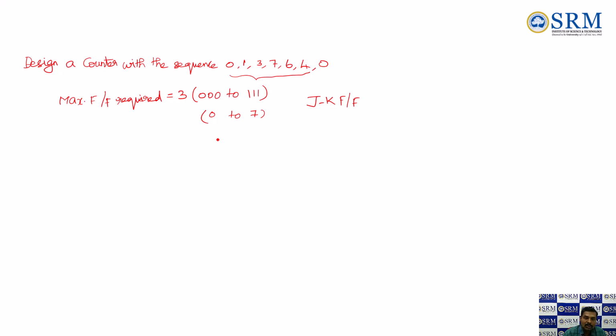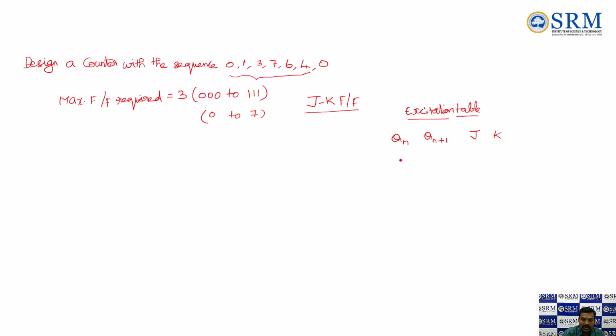In order to design with the help of JK flip-flops, it is essential to get the excitation table. Without this excitation table you cannot derive this and you cannot design this counter. The excitation table, you know very well, helps to find the inputs, right? There is Q of n, the present state, and Q of n plus 1, the next state, then we have two inputs J and K.